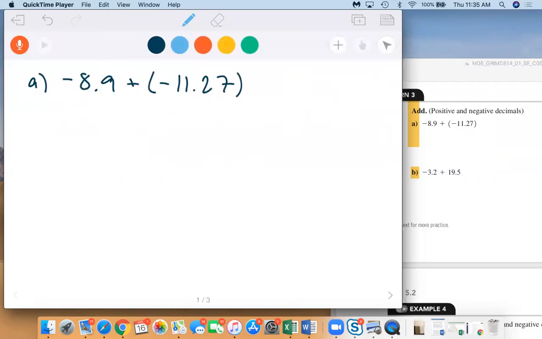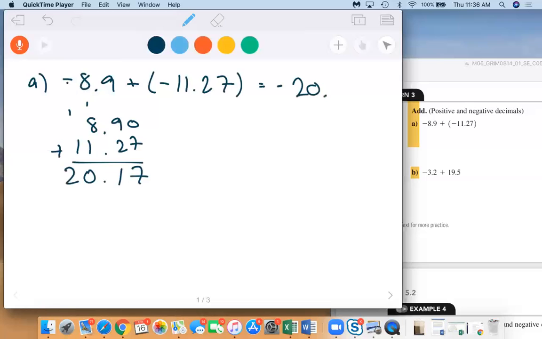So what's the rule when we're adding numbers that are both negative? What did we just say? You add them as if they're both positive and just keep the sign. So in this case, we can just say 8.9 plus 11.27. We have 7, 11, oops. 11 carry the 1, 10 carry the 1, 2. So this is going to equal, now they're both negative, so the answer is going to be negative 20.17.